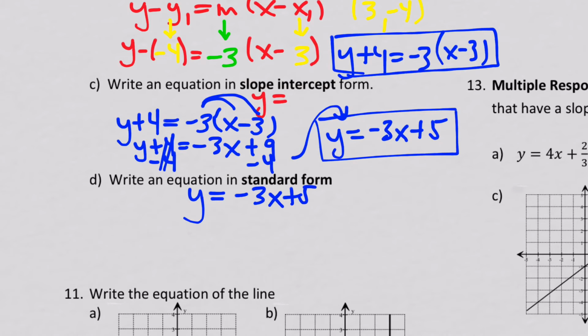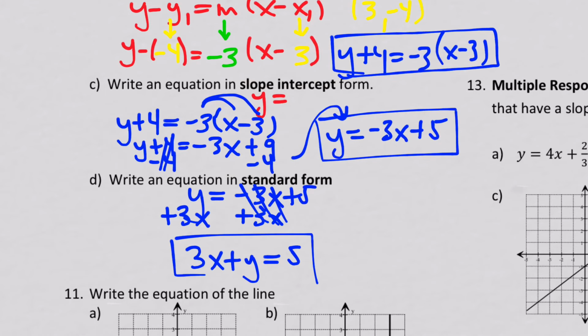And I want to get this negative 3x to the left side. So I need to cancel it. So to cancel negative 3x, I'm going to just add 3x to both sides. So this goes away. And we get 3x plus y equals 5. This is standard form. And just to be clear as to what is what, if I look here, the a value is going to be 3, b is 1, and the c is 5.